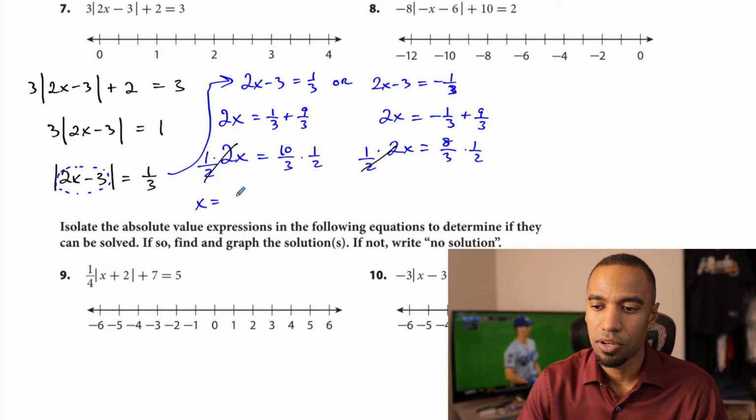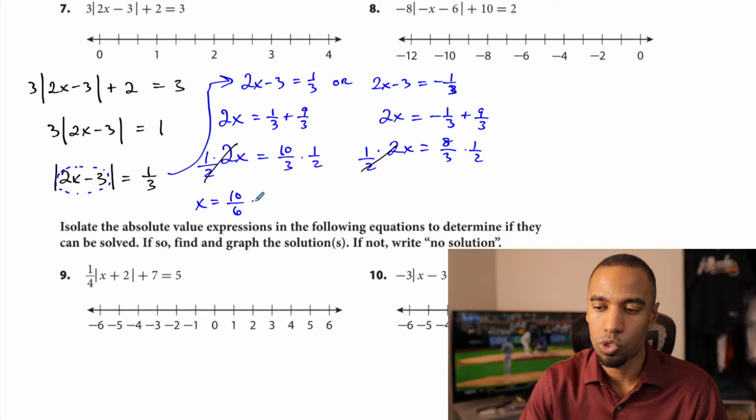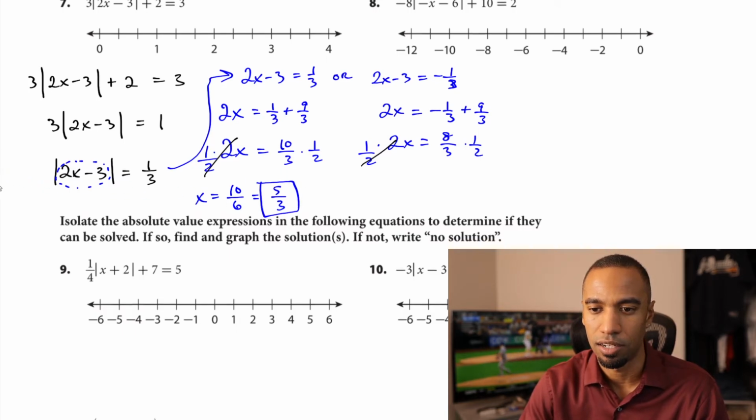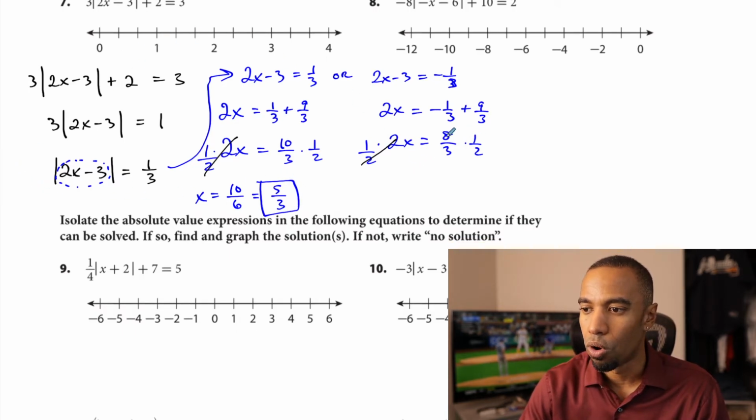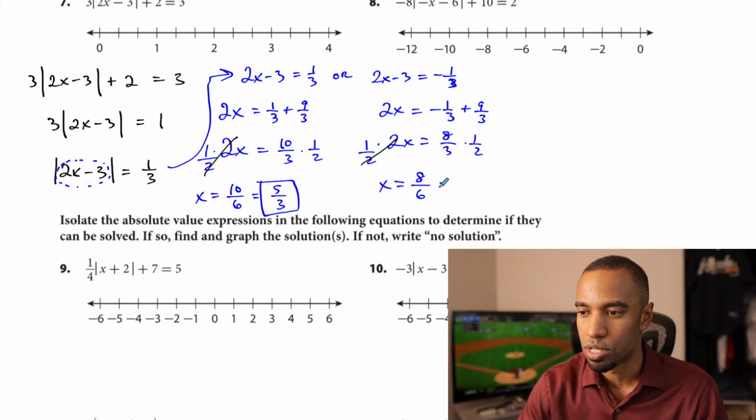So x can either equal 10 over 6, which does reduce if you divide top and bottom by 2. As a fraction, it reduces to 5/3. Do not give me a decimal version of that unless you're trying to plot it on the number line. Or x equals 8 over 6, which reduces when you divide top and bottom by 2 to 4/3.